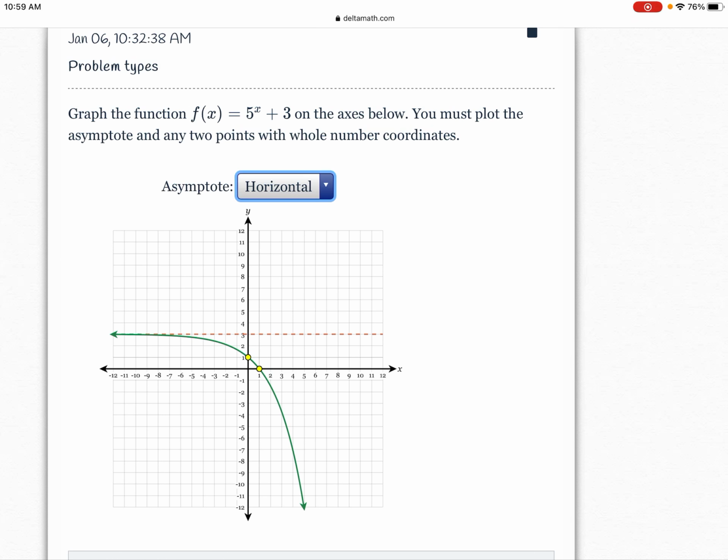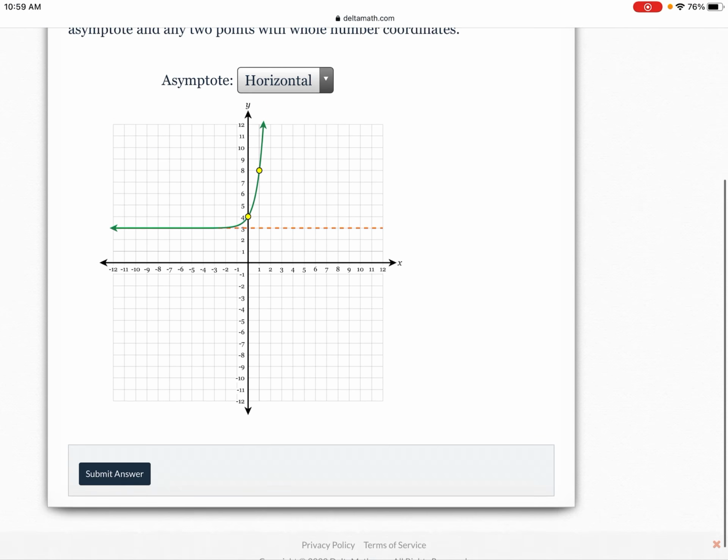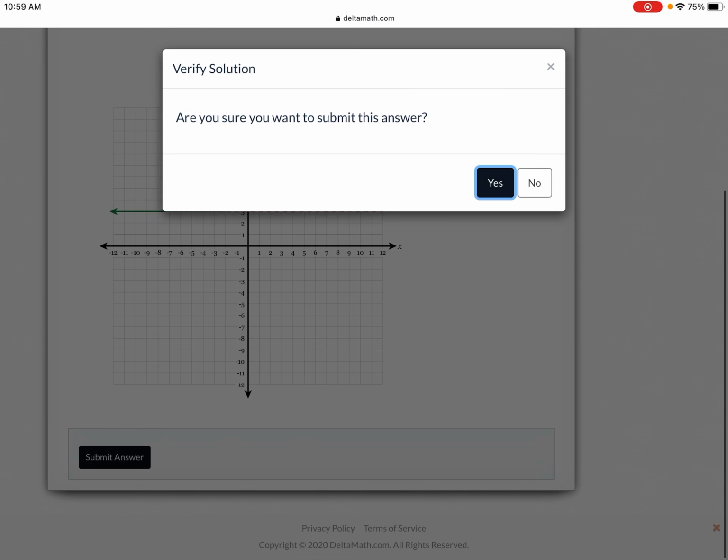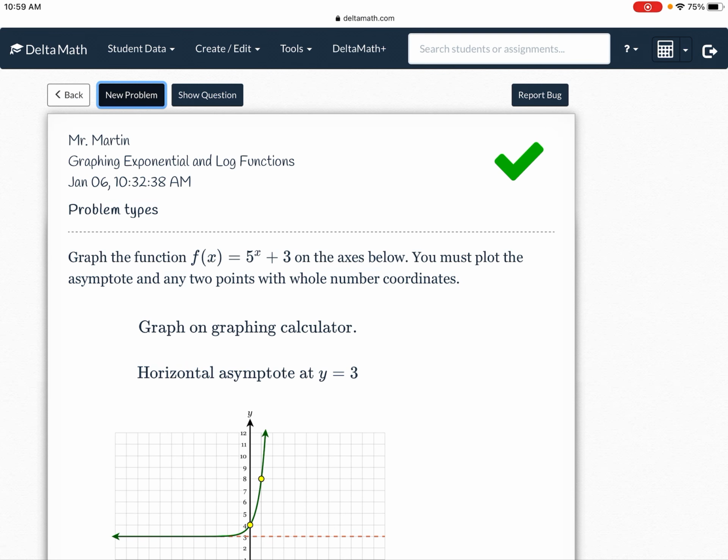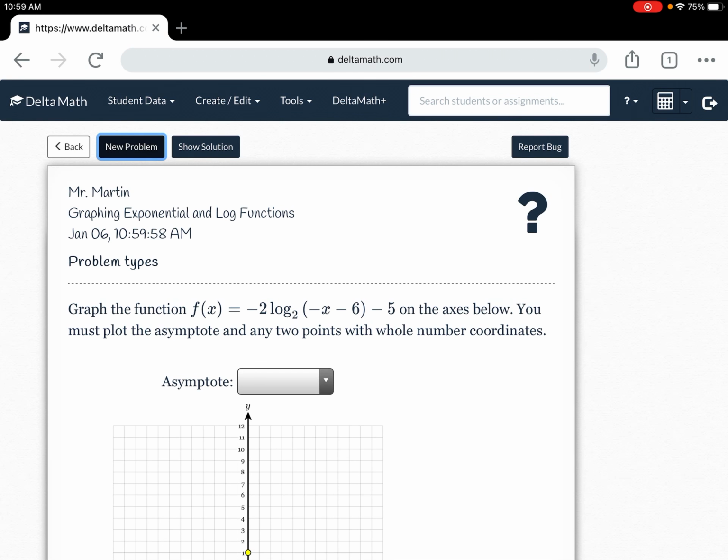And then one of the points was 0, 4. So we're going to put that point there. And the other point was 1, 8. So when x is 1, y was 8. And so that's all the information we need to graph that. And so we're going to submit that. And so you see we get that correct.